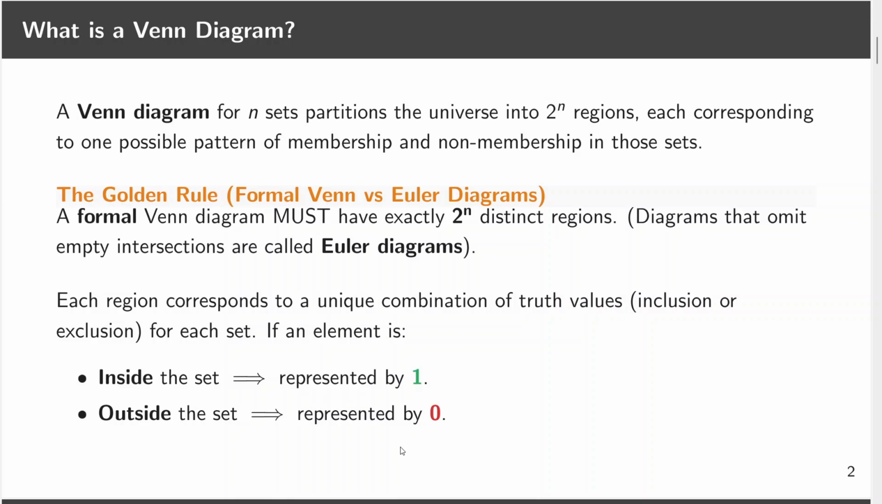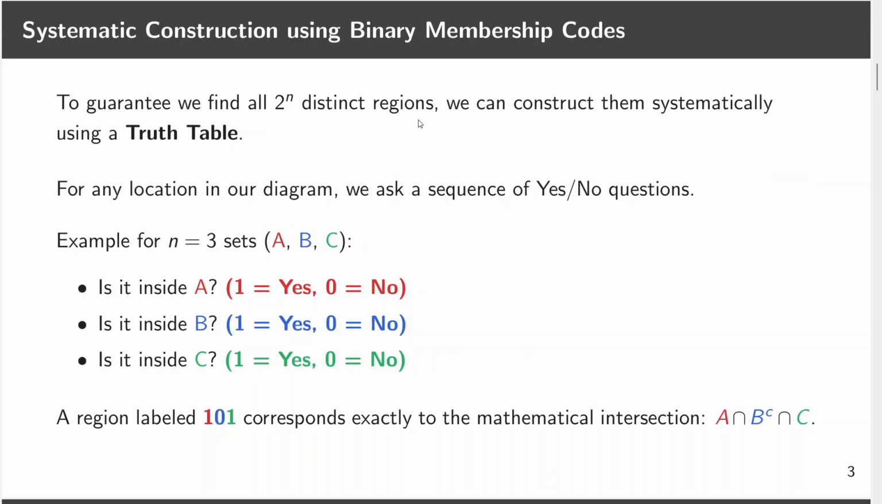Now, to guarantee that we find every single one of the 2 to the power of n distinct regions without missing any, we can be completely systematic. We construct what is called a truth table. This is just a structured way of listing out every possible combination of 1s and 0s. For any location in our diagram, we ask a sequence of yes or no questions, one question for each set, and we record the answers as ones and zeros.